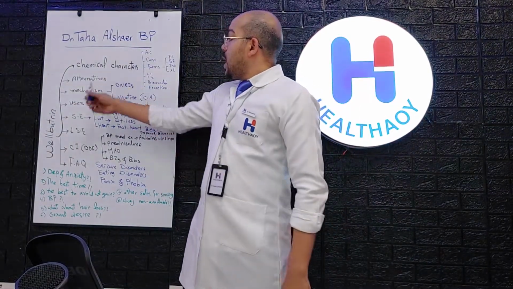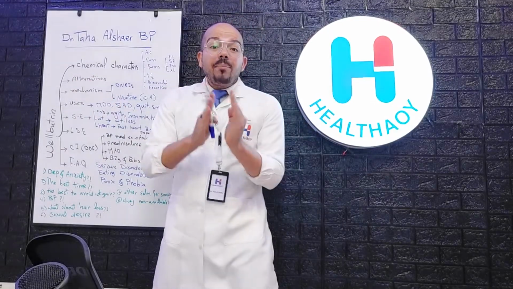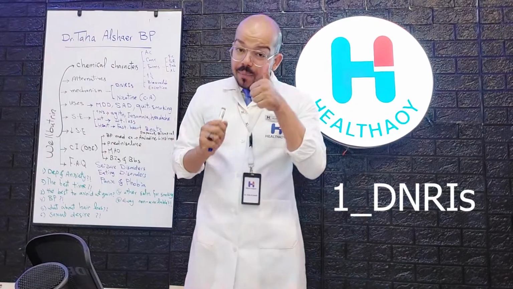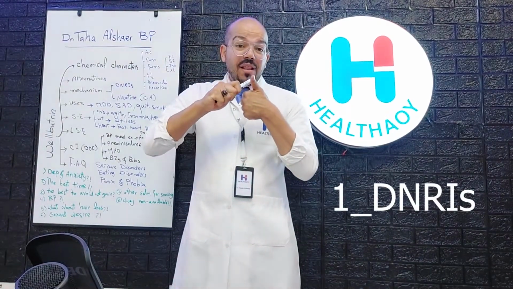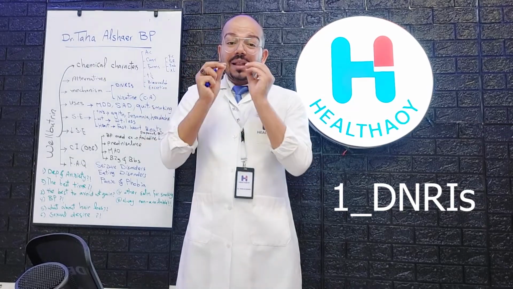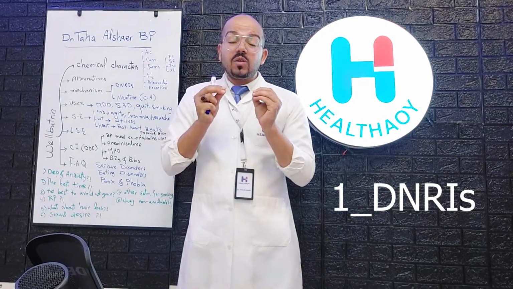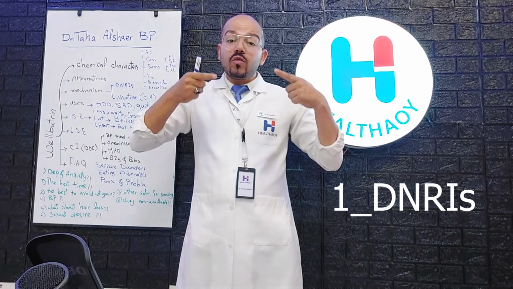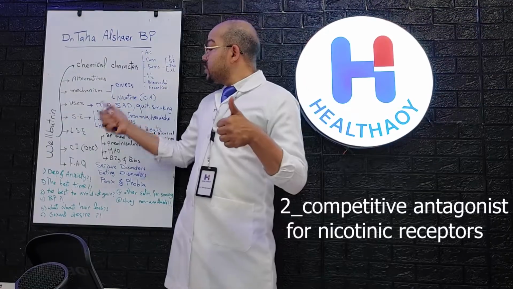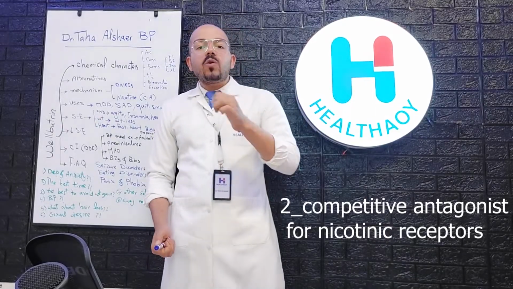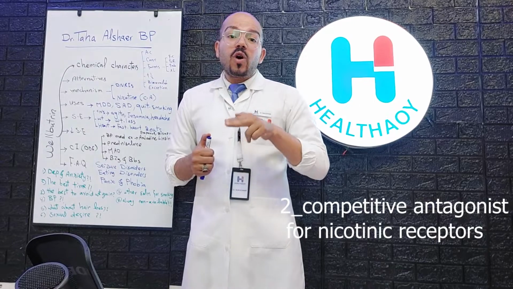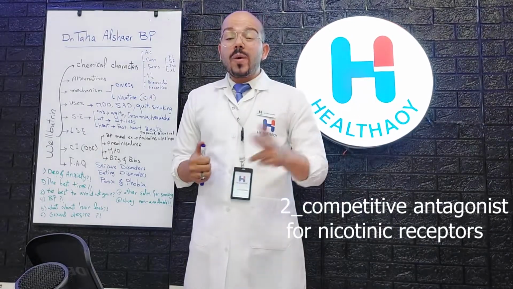Mechanism of action. Wellbutrin acts by two mechanisms of action. Number 1, dopamine and norepinephrine reuptake inhibitor. It increases the amount of dopamine and norepinephrine in the brain. Number 2, competitive antagonist for nicotinic receptors, so it is used for smoking cessation, or to quit smoking.